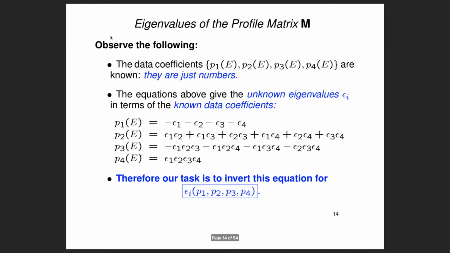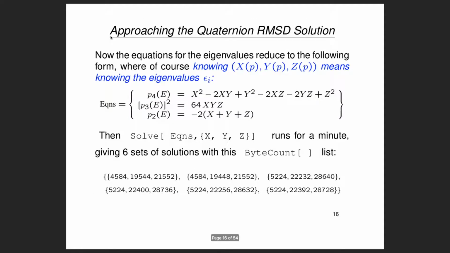What you can do then is to observe that the polynomials are just numbers, because E comes from the specific locations in space. I resolve the previous set of two equations to eliminate the variable, the little e, and I see that the numbers p sub i of e are each a particular polynomial in the solutions. Therefore, our task is to invert this equation to find the eigenvalues.